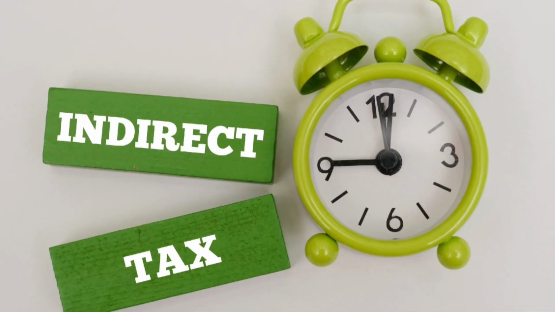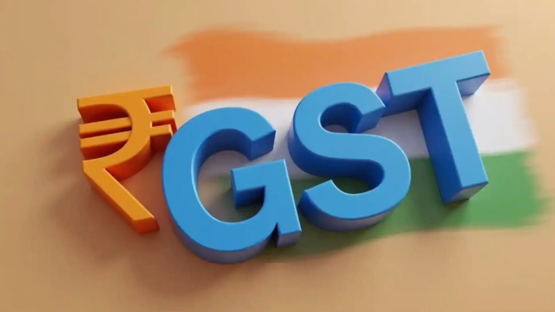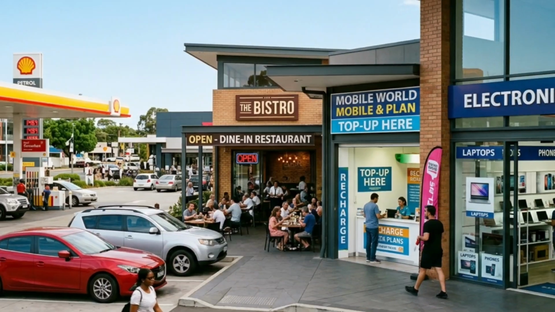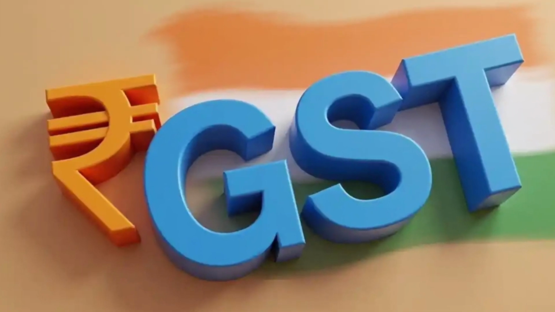And what is indirect tax? Indirect tax is when you buy goods and services, we are paying indirectly, for example GST, goods and services tax. When you go to a restaurant, you eat food and you have to pay extra GST also. And when you are buying clothes, mobile phones, mobile recharge, these things come under goods and services tax. To put it simply, GST means goods and services tax.